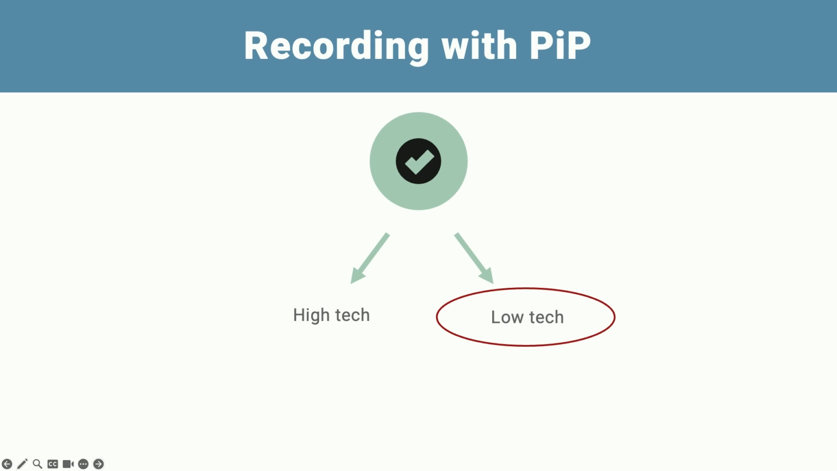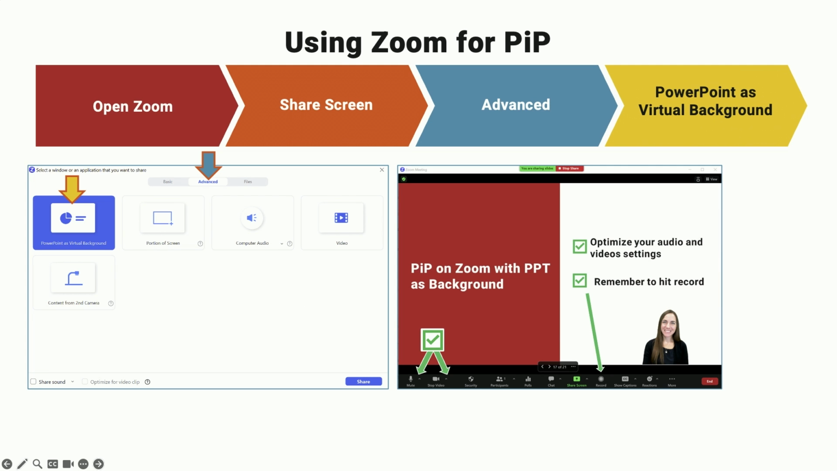If you do not have access to a high-tech studio, there are multiple ways you could do it DIY at home or in your home office without going to a professional studio. For example, Zoom allows you to use the slide background as your green screen, and you can pop yourself into that. Just remember to select PowerPoint as a virtual background. It's under the advanced option, and then you should be able to do that.